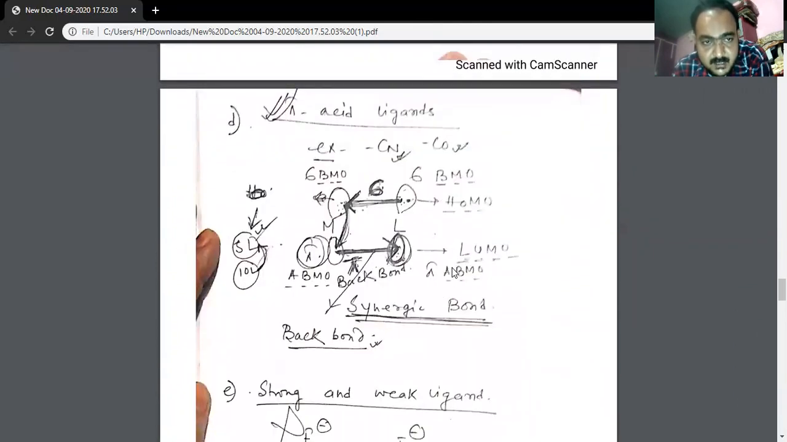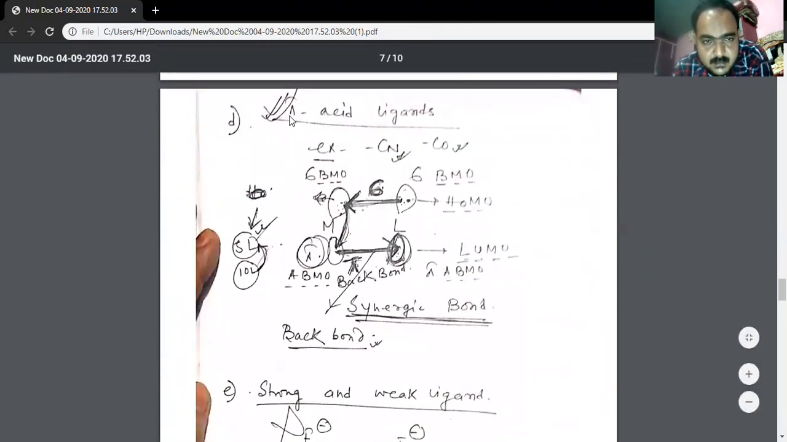Now you see here another classification, which is known as the pi acid ligands. This is very important. There is a metal atom and a ligand. The metal has two orbitals, both of them empty. In the case of the ligand, one is filled and another is empty. The filled one is the sigma BMO, sigma bonding molecular orbital, and the empty one is the pi ABMO, pi antibonding molecular orbital. These are also known as HOMO and LUMO, the highest occupied and lowest unoccupied molecular orbitals.